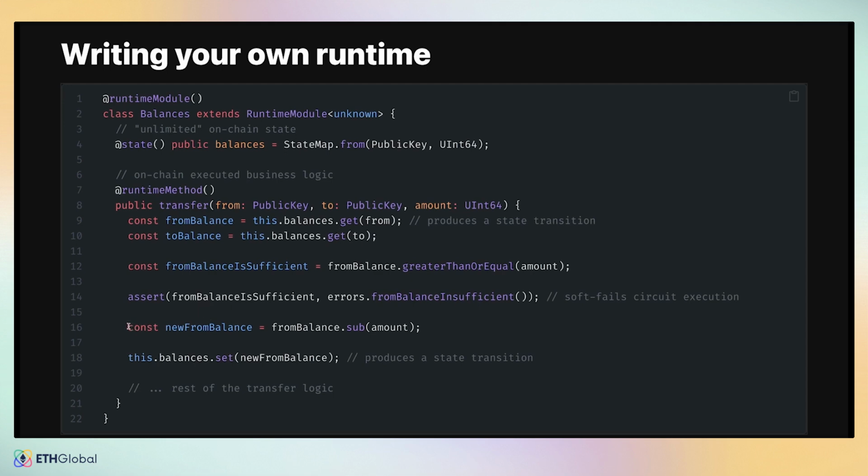Then we have to decrease the from balance by the amount that is being sent, and we have to set it to the chain API. There's a little error here. Let me just fix that real quick. So when you are setting the balance, you have to set it for an address and then a value. So it would actually look like this.